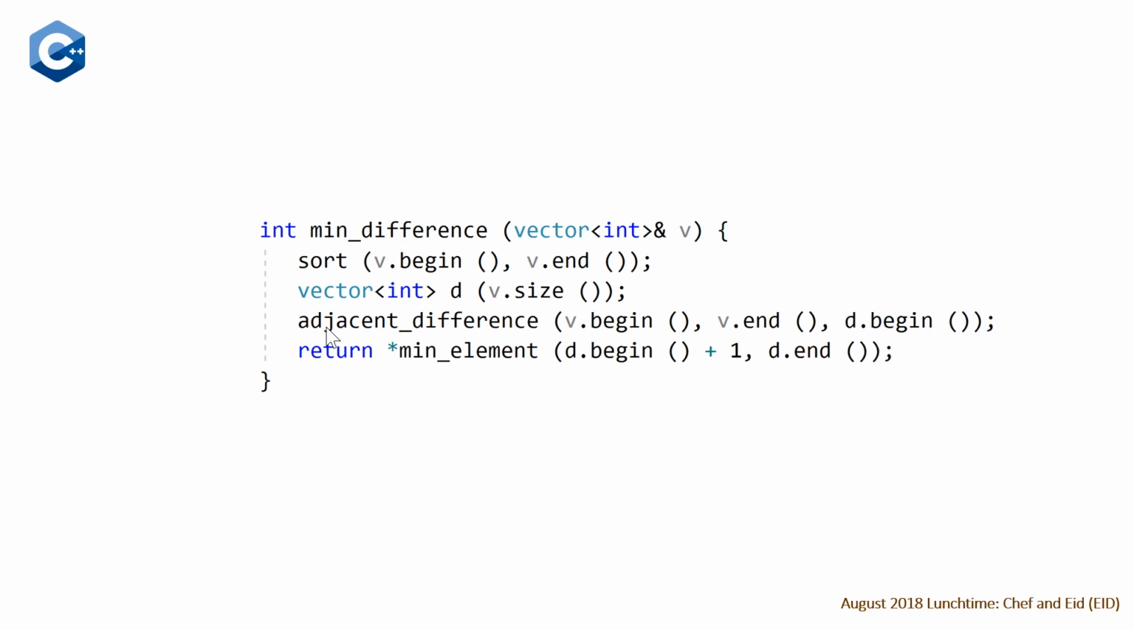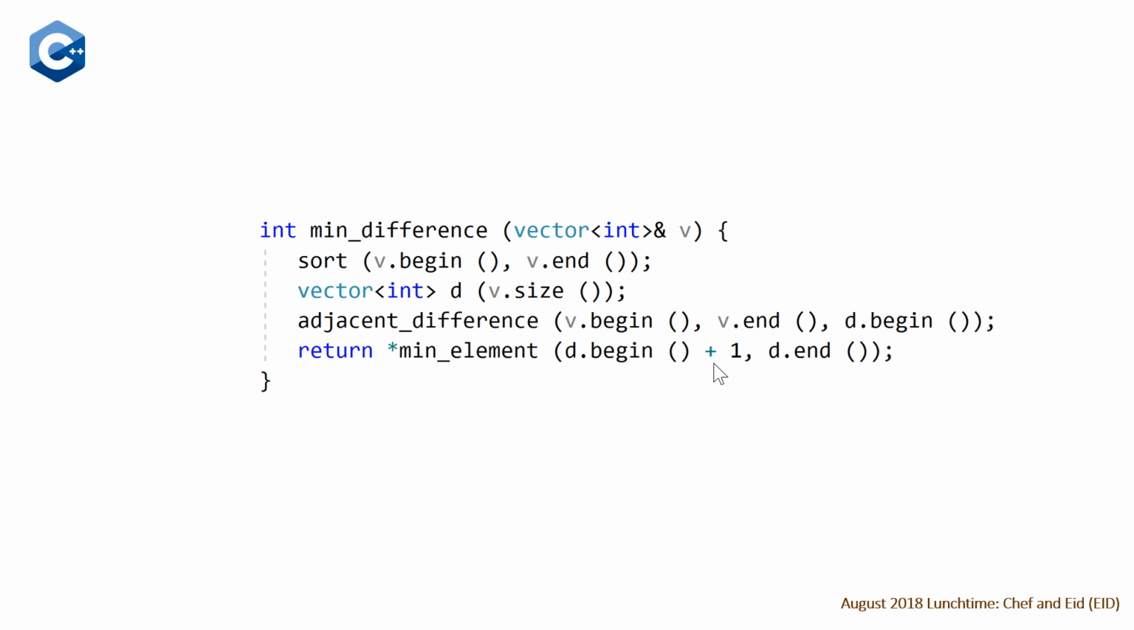So once we call this, stored in D is going to be the differences of each of the elements that are next to each other after we sorted V. And once we have this, we can just call our min_element, and we pass it 2 iterators, which is going to find the minimum element from this range.